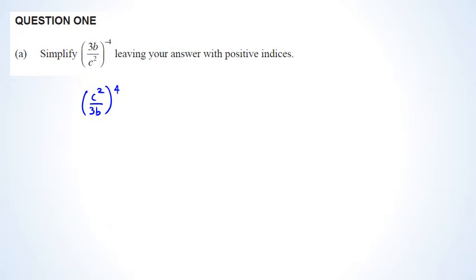But from here, what you can do is expand this out. So you would get c to the power of 8, because 2 times 4 is 8, and in the denominator you would get 3 to the power of 4 and b to the power of 4. Just getting this is going to get you an achieved. But if you use the fourth power correctly, the correct answer we're looking for is c^8 over 81b^4. That's all we're looking for.